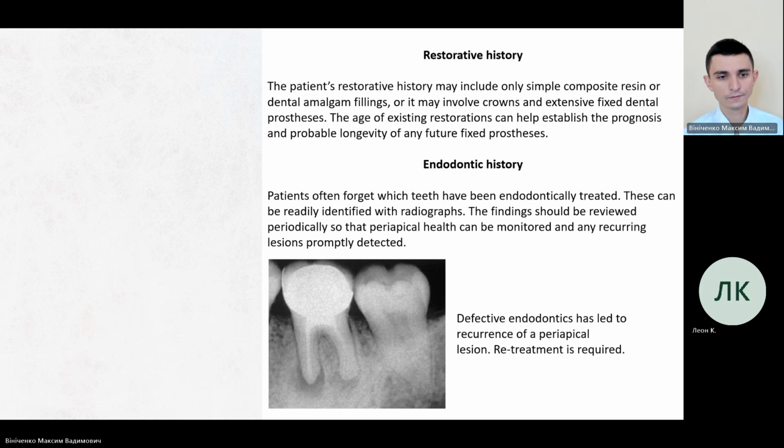Endodontic history. Patients often forget which teeth have been endodontically treated. This can be readily identified with radiographs. The findings should be reviewed periodically so that periapical health can be monitored and any recurrent lesions promptly detected. Defective endodontics has led to recurrence of a periapical lesion, as you can see in this picture, and this patient required retreatment.